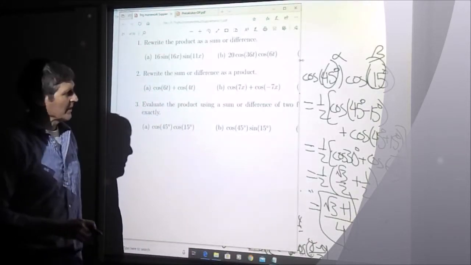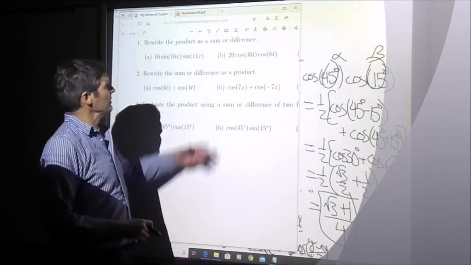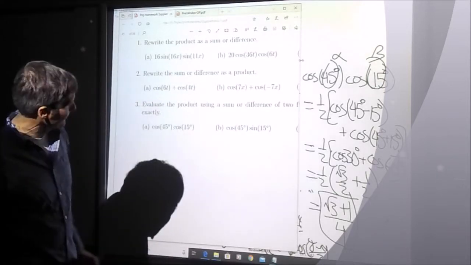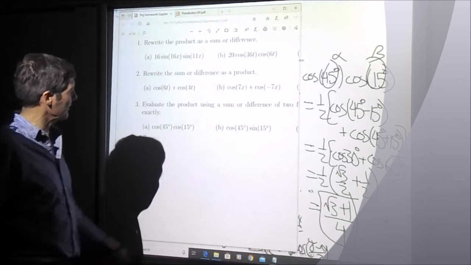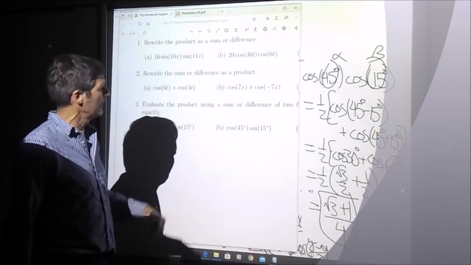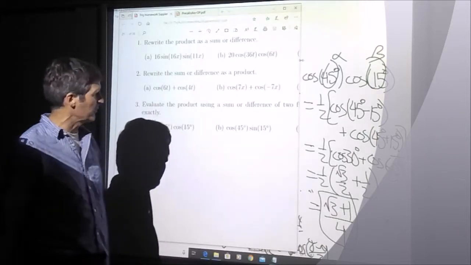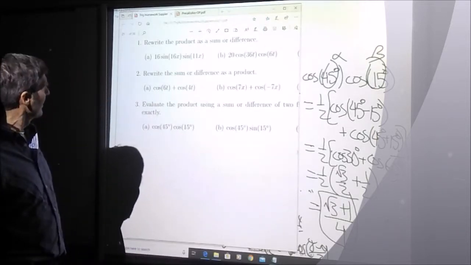That's the end of the sum to product and product to sum identities. This is all that's in the homework set. Please try and do all of those. But the idea is for the test, I'll just give you the formula and I'll say convert this product to a sum or the sum to a product. You just have to remember those formulas are there, and how to use them.